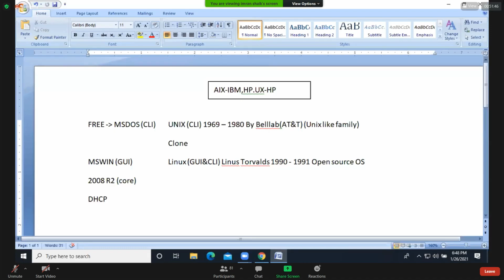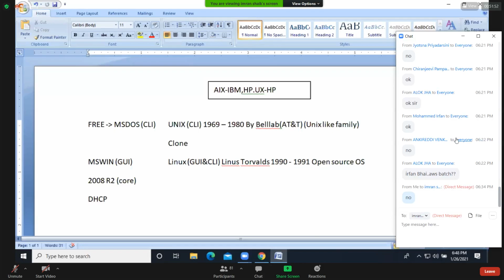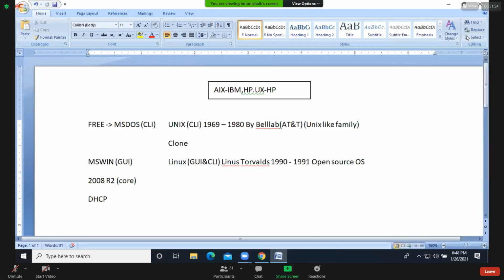Tomorrow we'll have some theoretical part, and after that I'm going to start the operating system installation. So from day after tomorrow, don't miss the class. It's the file system hierarchy class. 10 to 20% of Linux depends upon the file system hierarchy. I will tell you tomorrow what type of class we are going to discuss day after tomorrow. Please concentrate here.